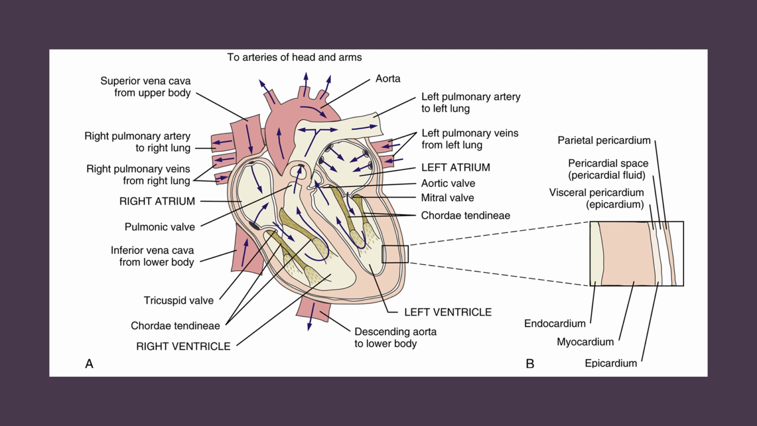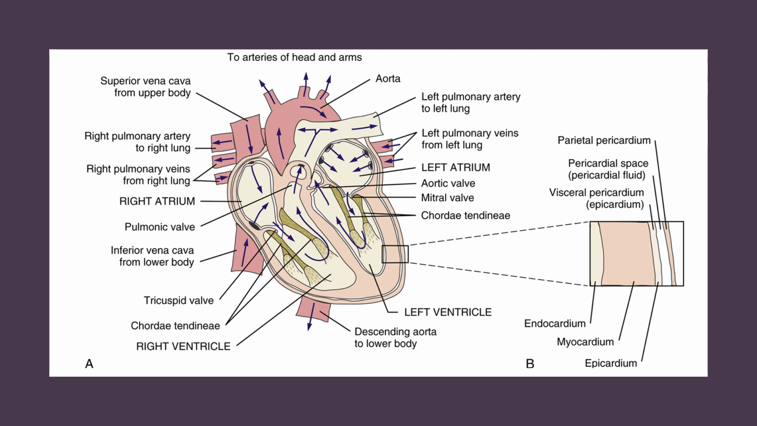The heart is a vital organ responsible for pumping blood throughout the body. Here's an overview of its structure and circulation. Deoxygenated blood returns to the heart from the body through the superior and inferior vena cava, entering the right atrium. Blood then passes through the tricuspid valve into the right ventricle. During ventricular systole or contraction, the right ventricle pumps blood through the pulmonic valve into the pulmonary artery.